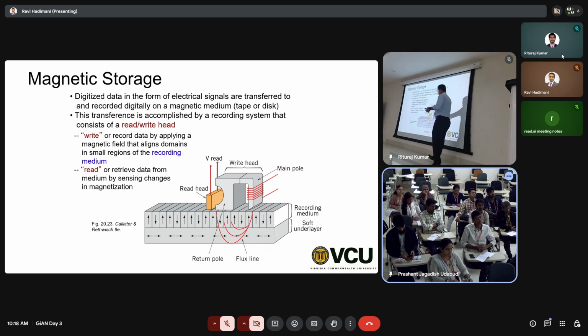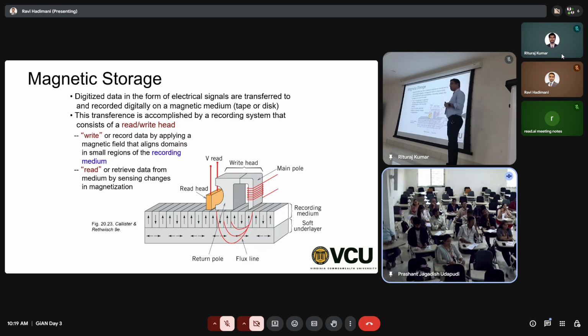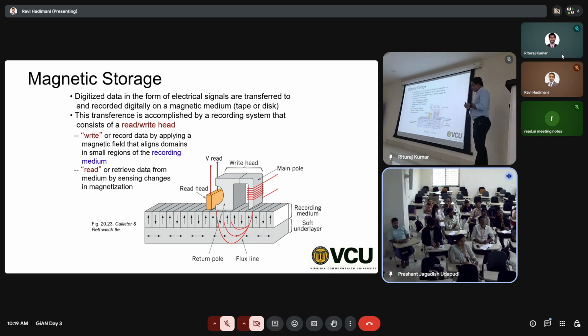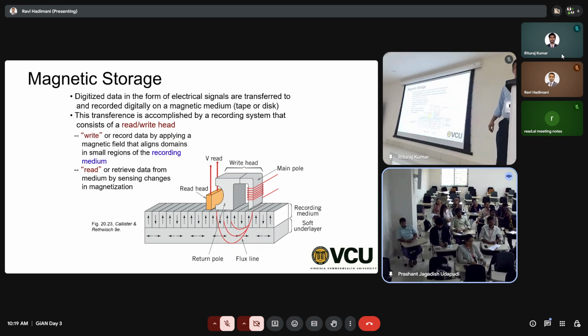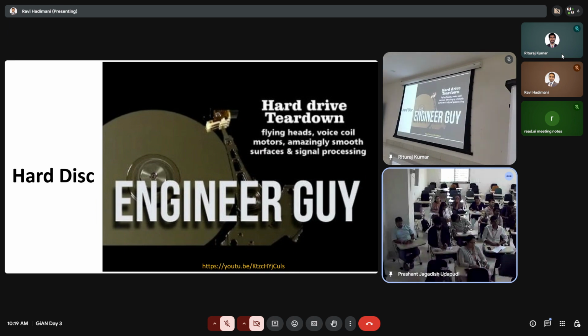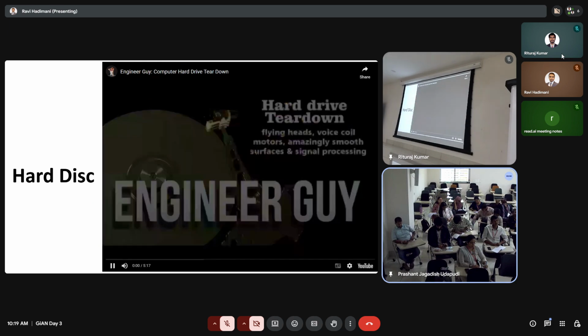Okay, so they both got the Nobel Prize in 2008 for discovering giant magnetoresistance, and that changed and increased the storage density so rapidly, and hard disks became so cheap. Okay, so that is giant magnetoresistance, and I think this video will give you a nice overview of how the hard disk is built.